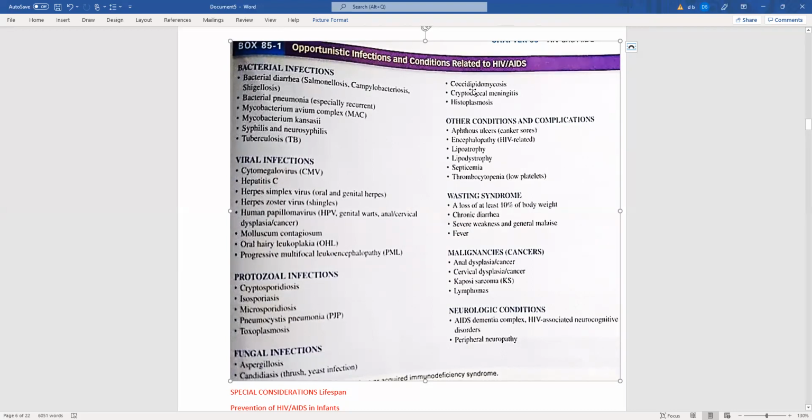Coccidioidomycosis, streptococcal meningitis, histoplasmosis, other conditions and complications, canker sores, encephalopathy, lipotrophy, lipodystrophy, septicemia, low platelet count, which is thrombocytopenia, wasting syndrome, a loss of at least 10% of the body.